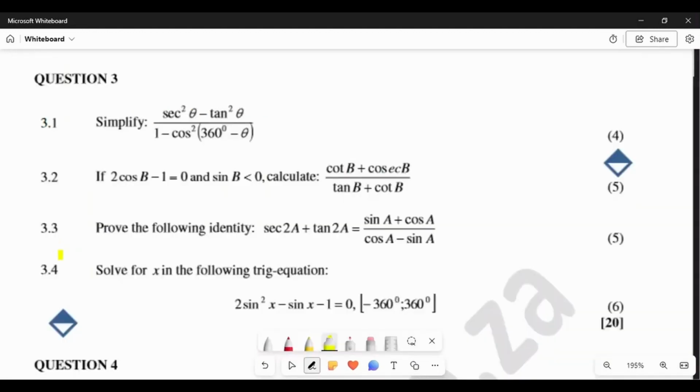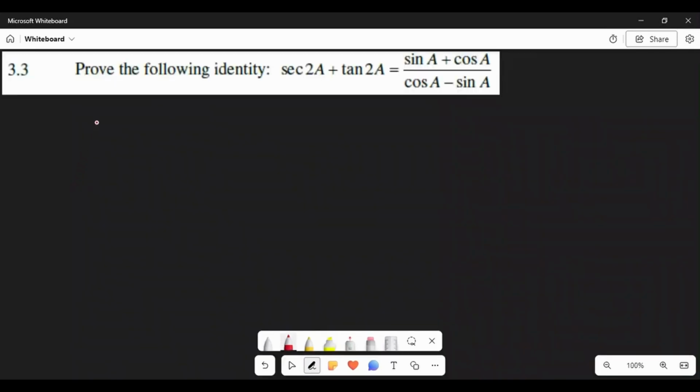3.3. All right guys, so this is 3.3. They want us to prove the identity that you see there. So we're just going to copy this question that I just highlighted and paste it somewhere there is space. All right, just copied this 3.3. So they want us to prove that the left hand side is the same as the right hand side.